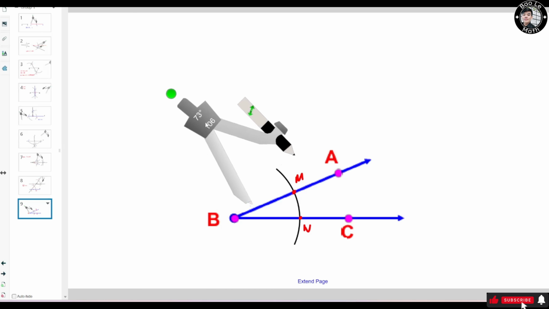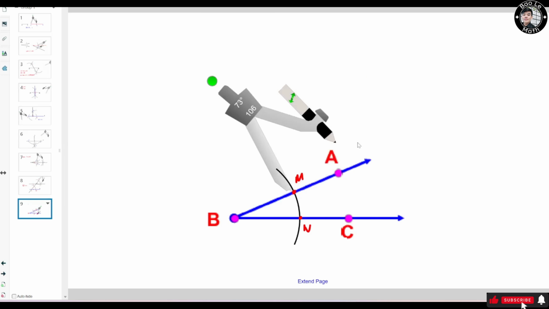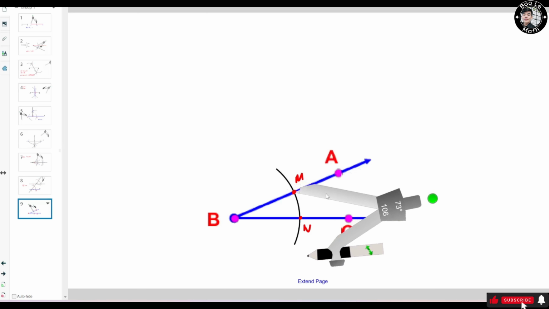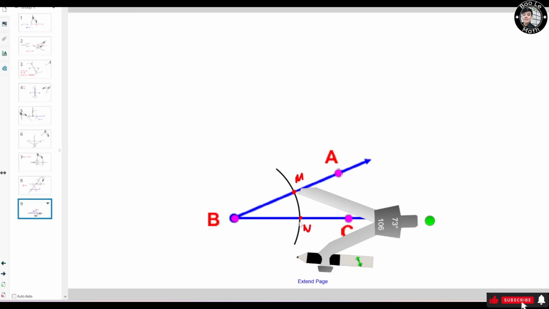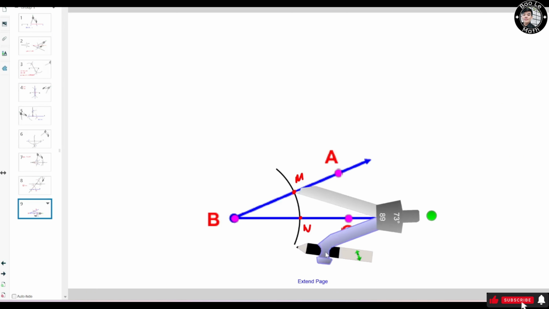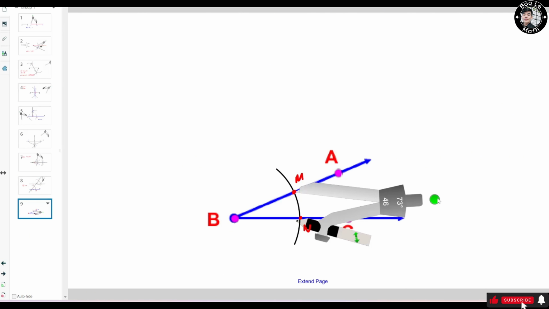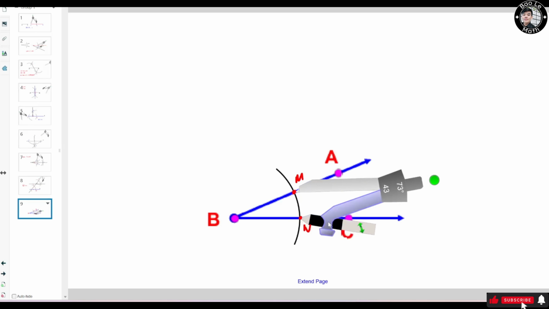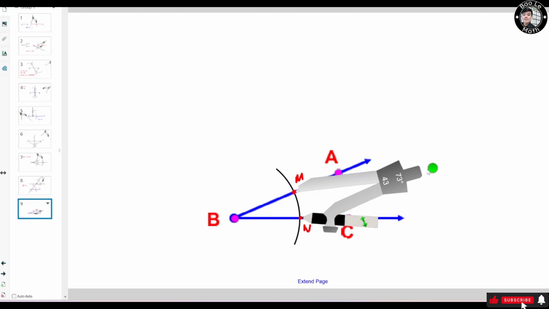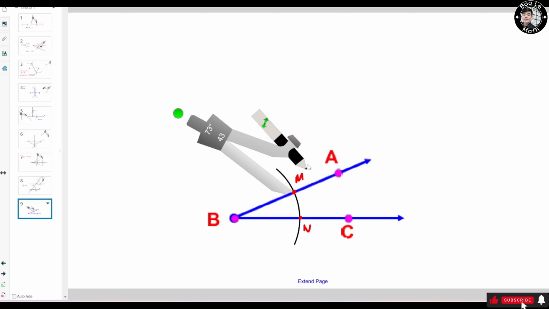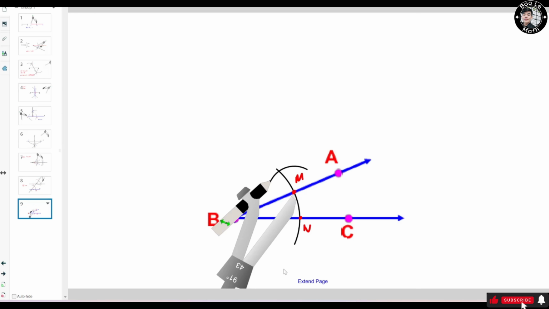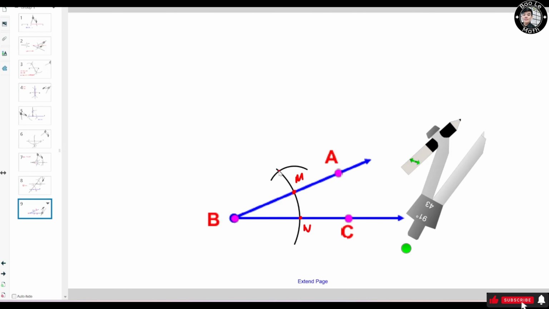Now I'm gonna move the needle to point M. Rotate this one clockwise direction. Then I'm gonna adjust the compass setting such that the compass pencil is on point N. Alright, now I keep the same compass setting. I'm gonna rotate this one counterclockwise direction. I'm gonna draw another arc right here. Right, I have the new intersection right here. I call this point T. Right, now I'm gonna use the straight edge to connect BT.